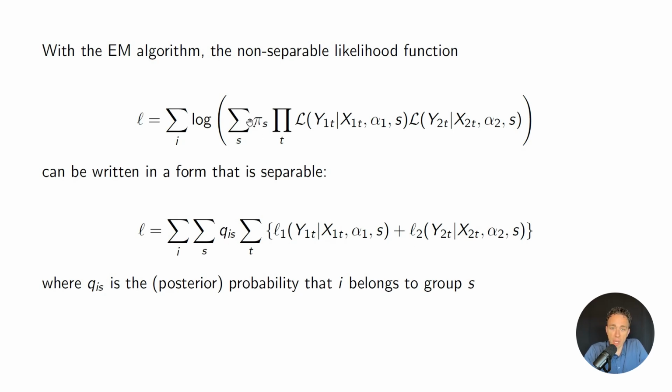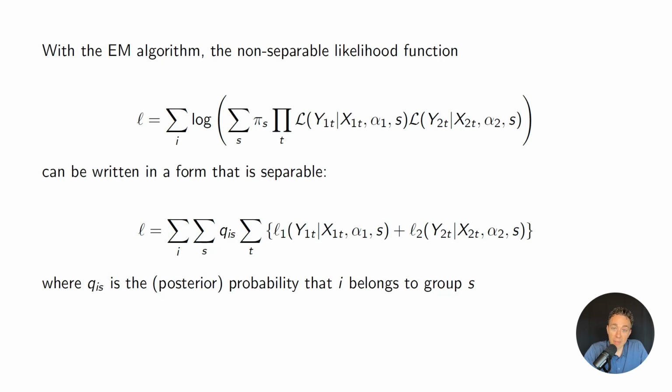The pi is the population probability that any person in the population belongs to group S. The Q is the individual posterior probability that that particular unit belongs to that particular group. I say posterior, and maybe if you've taken a Bayesian statistics class, or if you're familiar at all with Bayesian methods, you automatically are triggered by the word posterior.